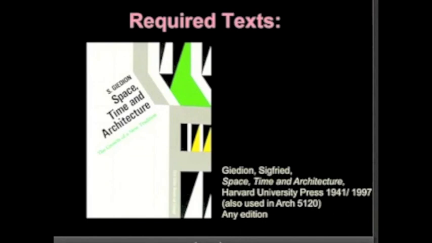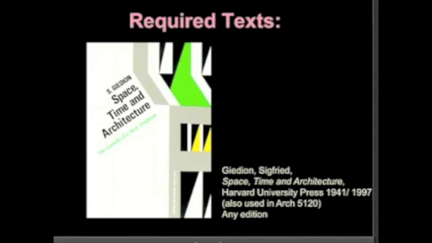Next book we read is also written with a really strong point of view. We're going to come to this one later on in the course. This is Space, Time, and Architecture by Siegfried Giedion. And what's interesting about this book, I think, is just who wrote it and who his friends were.